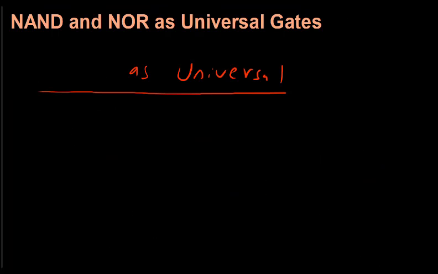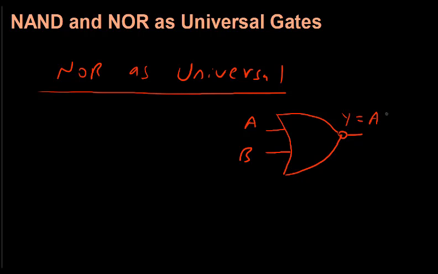Now next is NOR as universal. For NOR as universal, we will use NOR as NOT, AND, OR and NAND. Before starting with that, let us see how a NOR gate works. So this is a NOR gate. We have to input A, B. So the output is A or B the whole bar. So this is how a NOR gate works.